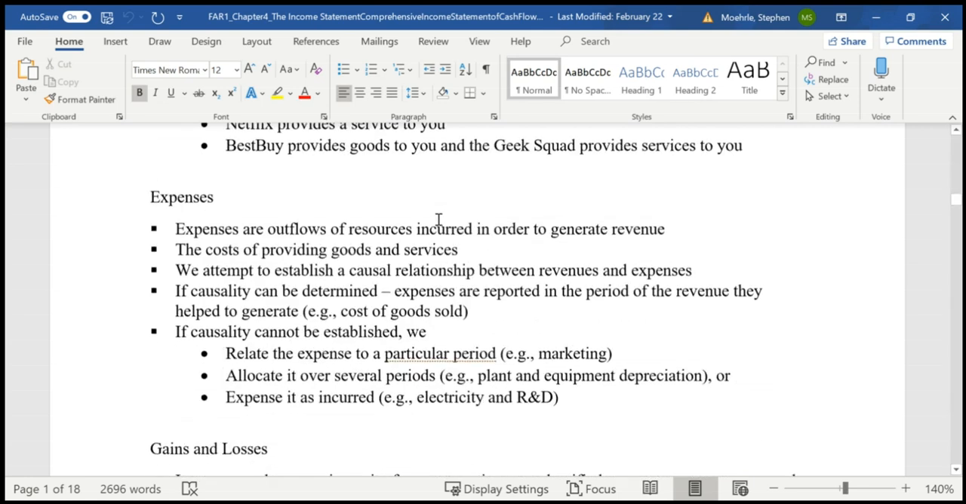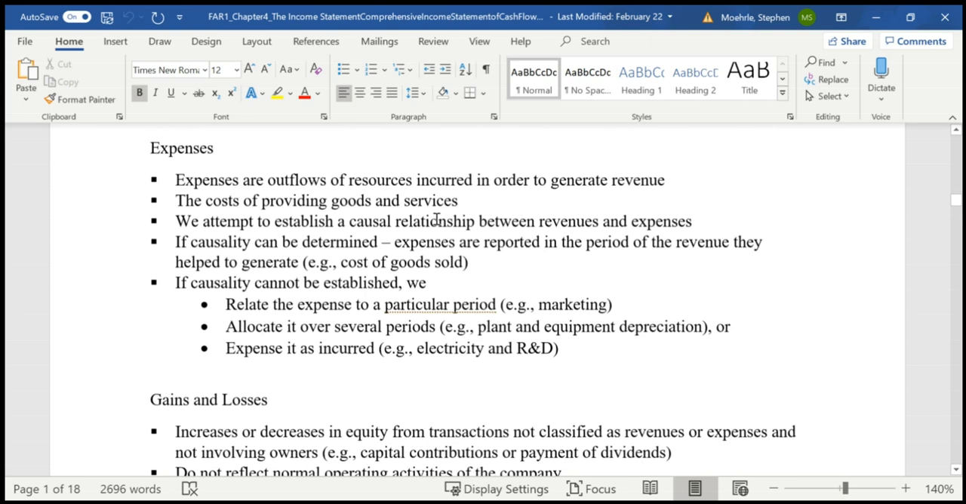What are expenses? Expenses are outflows of resources incurred in order to generate that revenue we just spoke about. It's the cost of providing goods and services. We attempt to establish a causal relationship between revenues and expenses. If causality can be determined, expenses are reported in the period of the revenue they helped to generate. A great example of this is cost of goods sold, where we have the units sold, and then right below that, we deduct what the company paid for those goods, and then we get a gross profit on those sales.